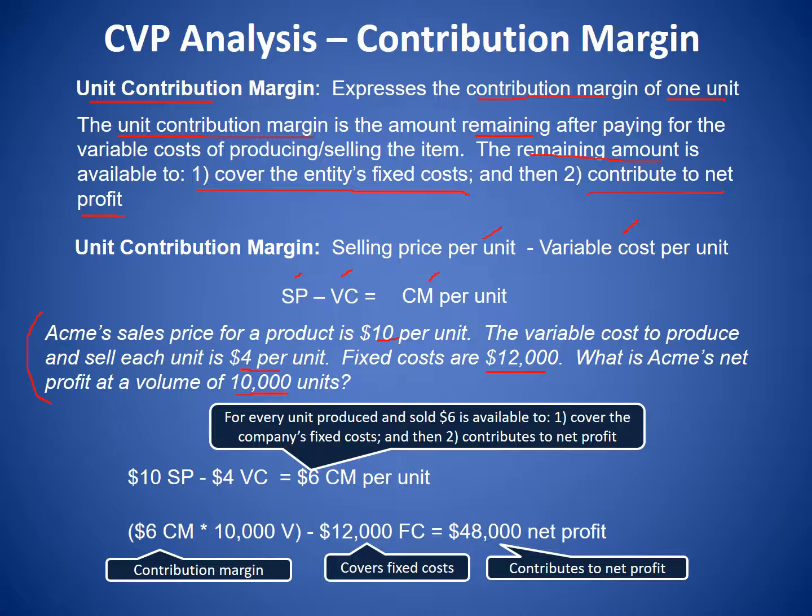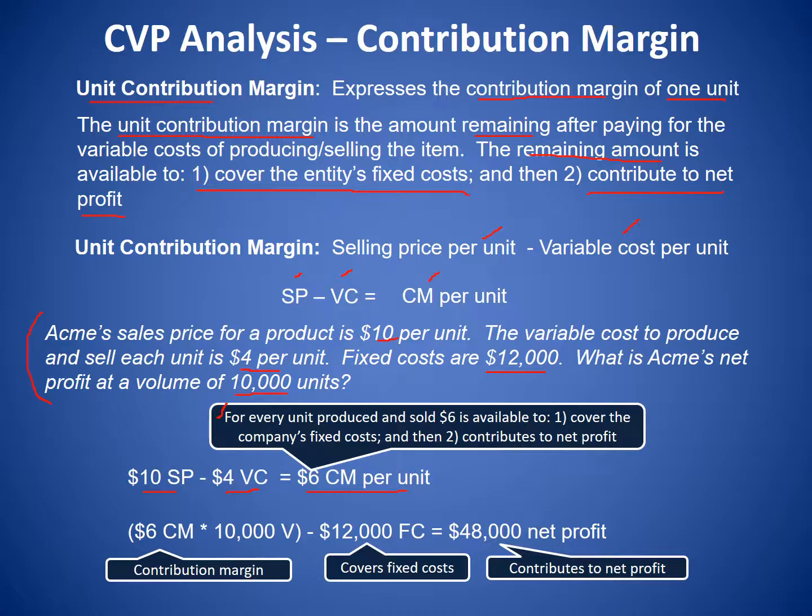Okay, the first thing we want to do is calculate the contribution margin from the information above. We have a $10 selling price. We know that the variable cost to produce and sell the units is $4. That means we're going to end up with a contribution margin of $6. And what that is saying is, for every unit produced and sold, $6 is available to, number one, first cover the company's fixed cost, and then number two, contribute to the net profit of the entity.